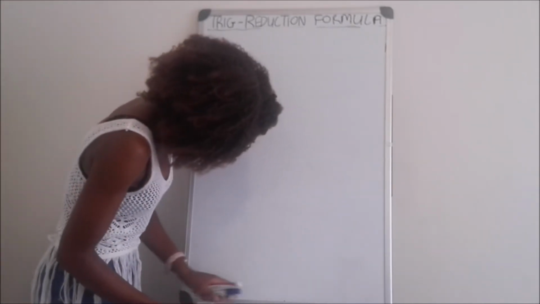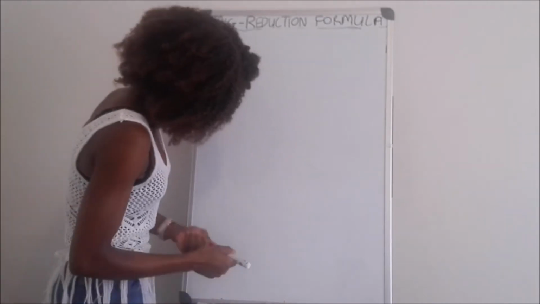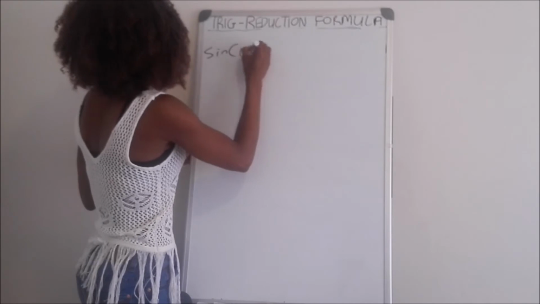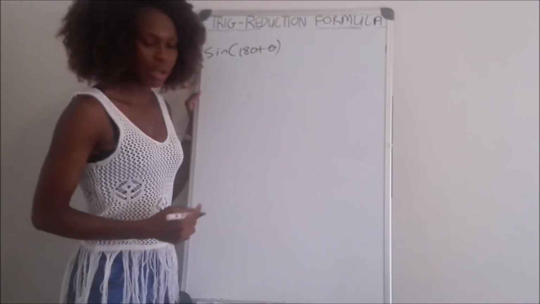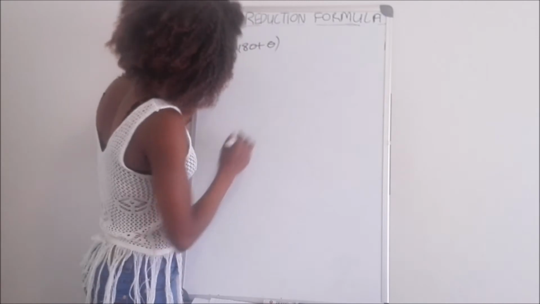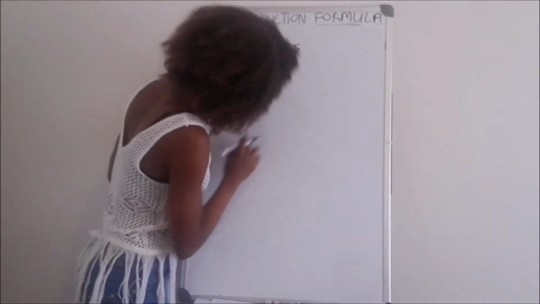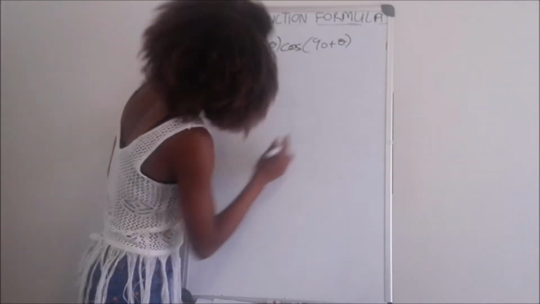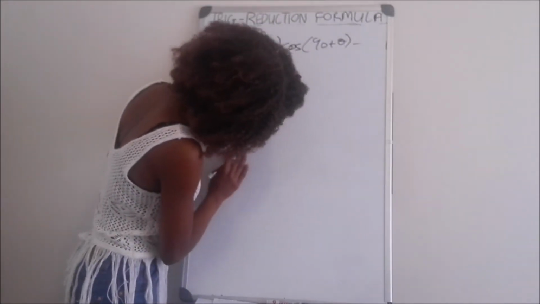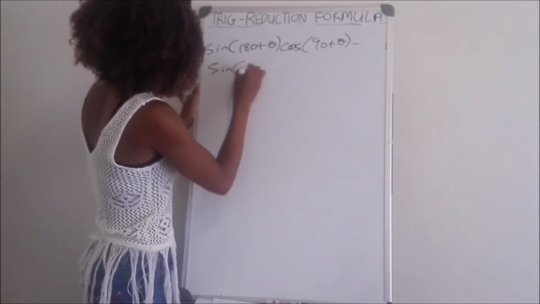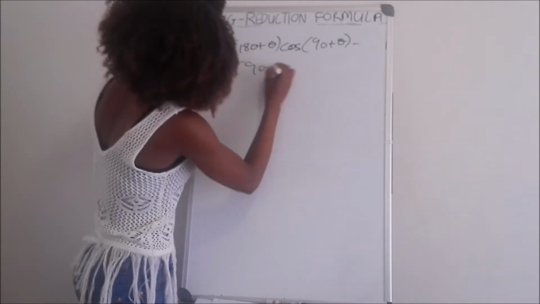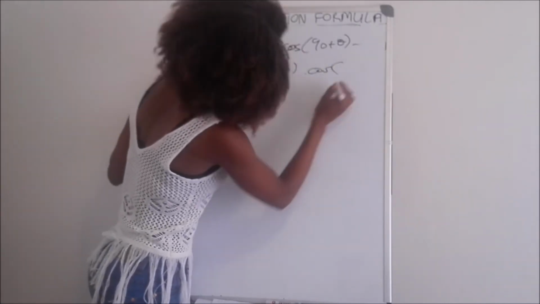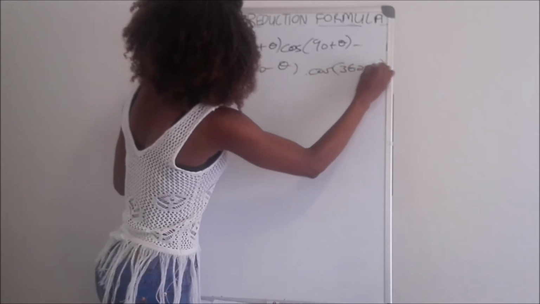Alright, let's look at an example, guys. Example, it says sine of 180 plus theta. 180 is not a cofunction, then that means it won't change anything. Times cos of 90 plus theta, minus, is it minus? Yes, minus sine of 90 minus theta, multiplied by cos of 360 minus theta.